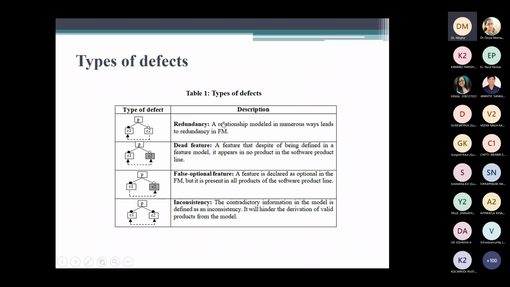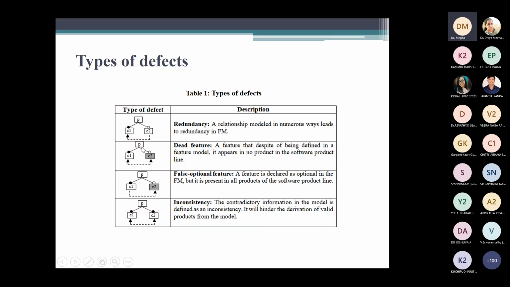Now a relationship which is modeled in numerous ways leads to redundancy in the feature model because C1 is a mandatory feature, which means it is going to be part of the valid product. But this implication means that whenever we select C2, C1 has to be a part again. So it means C1 is occurring twice. So this is a redundant case. Now let's have a look at the next type of defect.